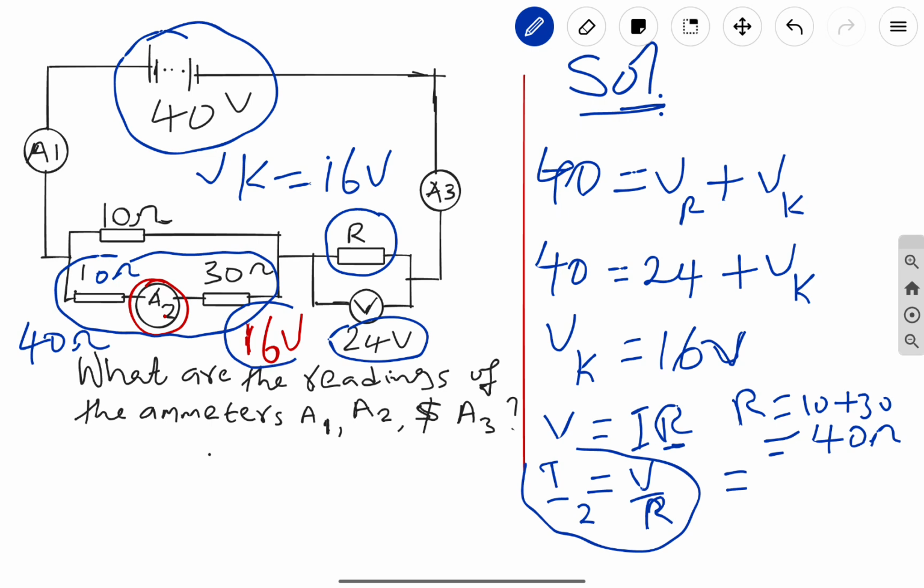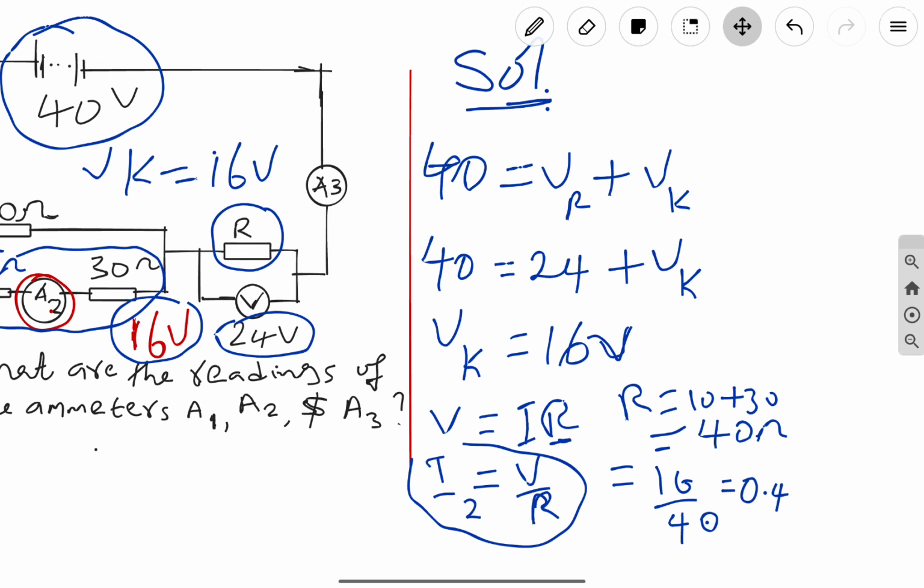Remember, we got that the voltage across these two resistors is 16. So I'm going to have 16 divided by 40. 16 divided by 40 is supposed to give us 0.4 amperes. So we conclude that A2, which is ammeter 2, is going to read a current of 0.4 ampere.